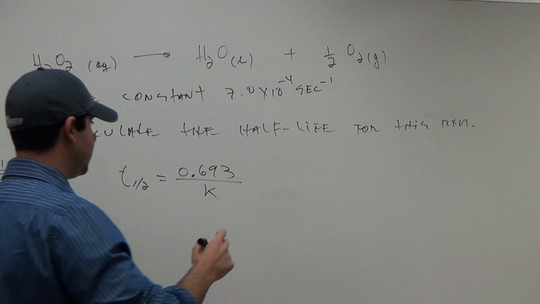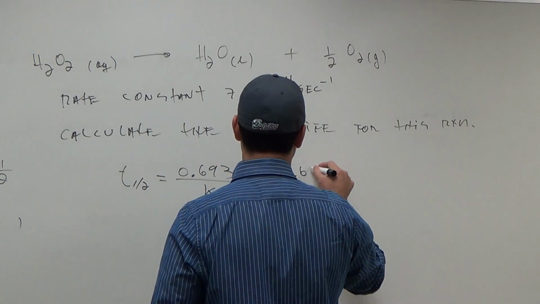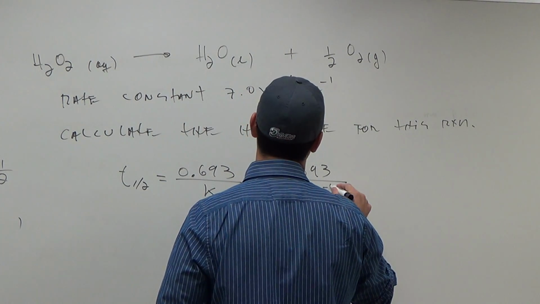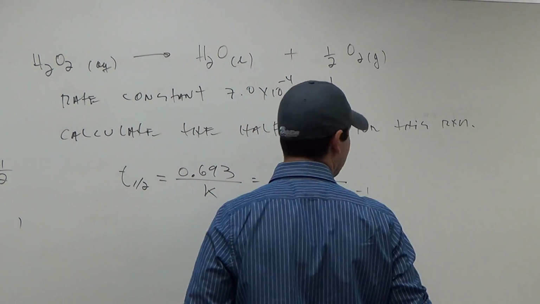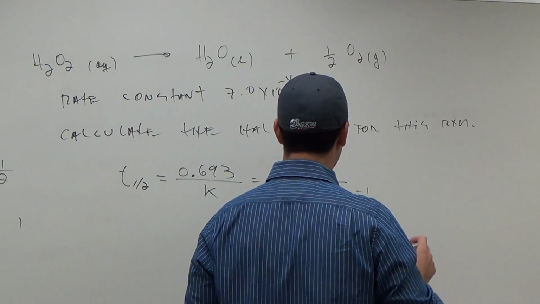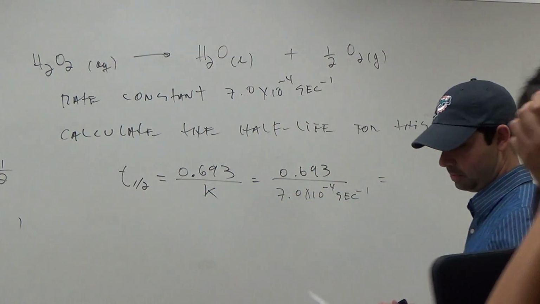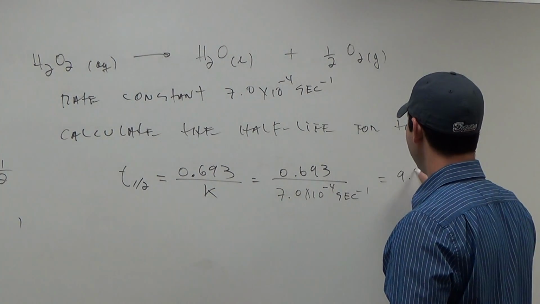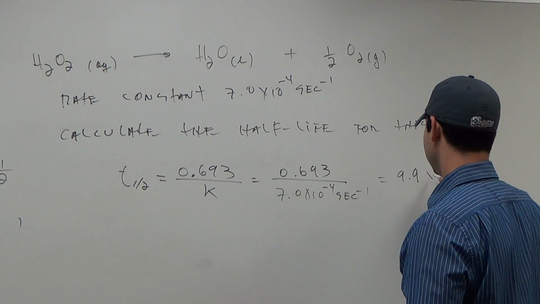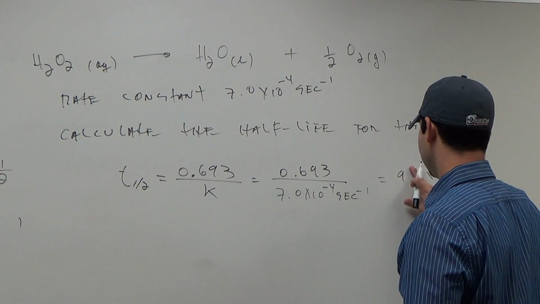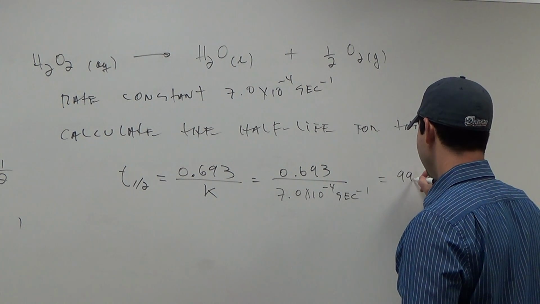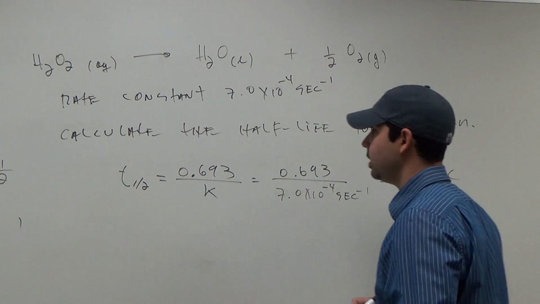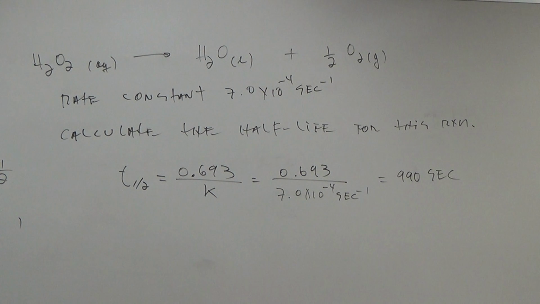So, how simple is this? I'm not gonna put it in scientific notation. 0.693 divided by the number I've given you. My calculator sucks. What's this number? 9.9 times 10 to the second. I mean, 990. 990 what? Seconds. 990 seconds. Okay?